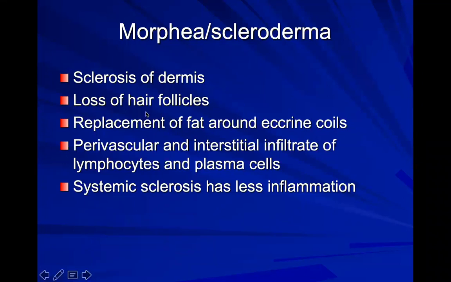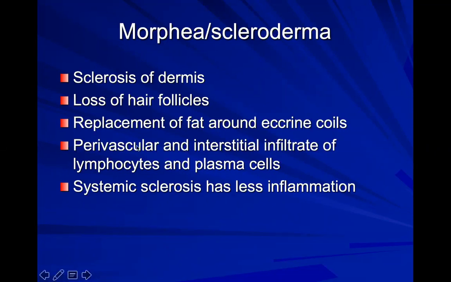You're not going to see them anymore. It's going to squeeze out the fat that's around your eccrine coils. Early lesions, you're going to have a perivascular and interstitial infiltrate of lymphocytes, and then with time you'll have plasma cells. Earlier in the last chapter we talked about a lymphocytic infiltrate, and what we were talking about was either perivascular, superficial and deep, or perivascular and periadnexal, right, with the collagen vascular.